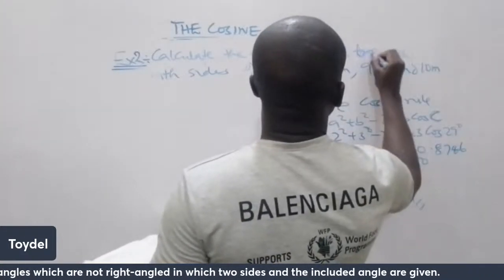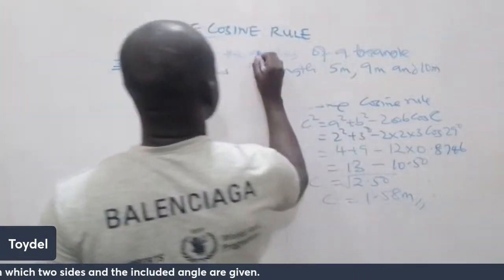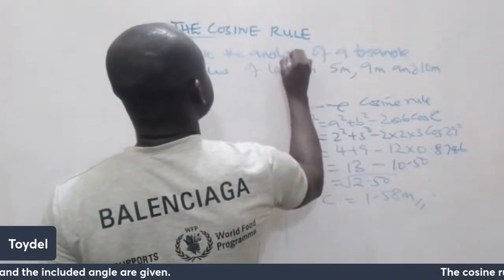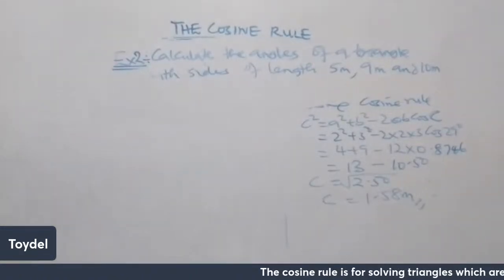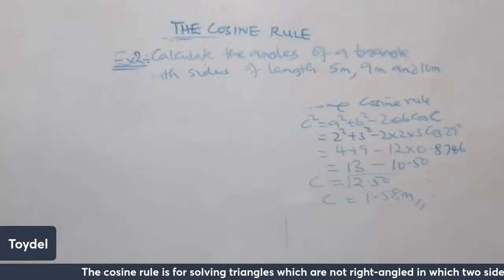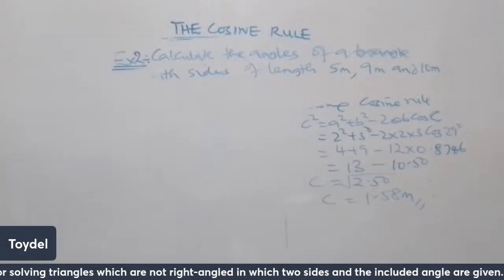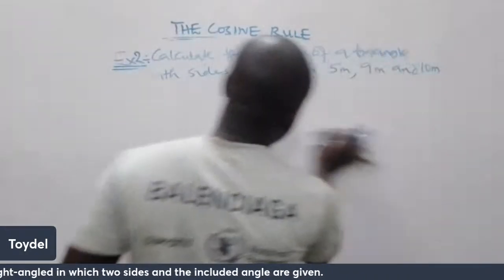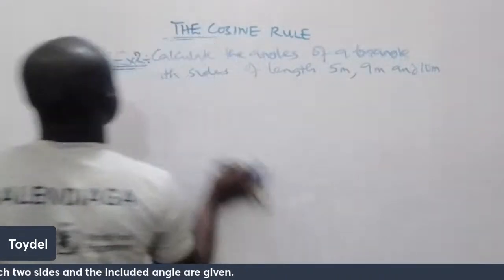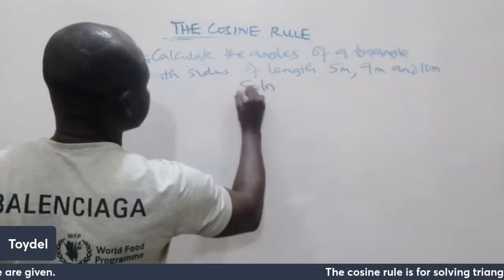So in this case now, we have to calculate the angles. We are not given any of the 3 angles, so we are required to calculate the angles. We are not given any, but we are given all the 3 sides. So in this type of question, when you know all the 3 sides without any angle, you should know that you are going to apply cosine rule. Sine rule is not going to work here. You can't use sine rule here.